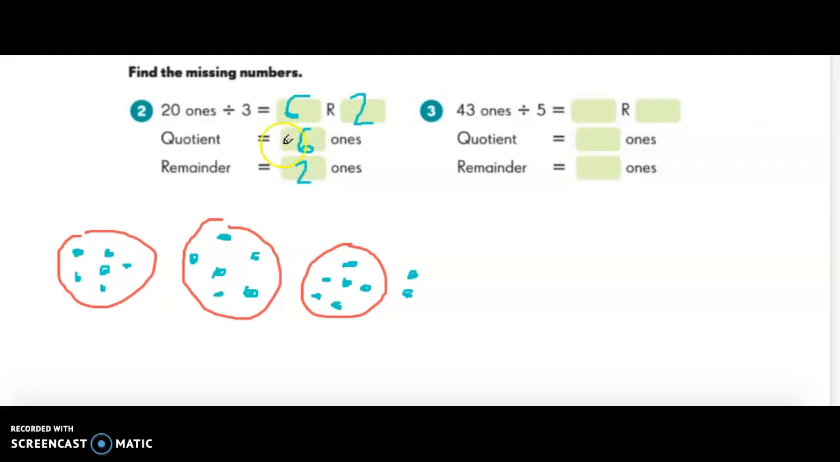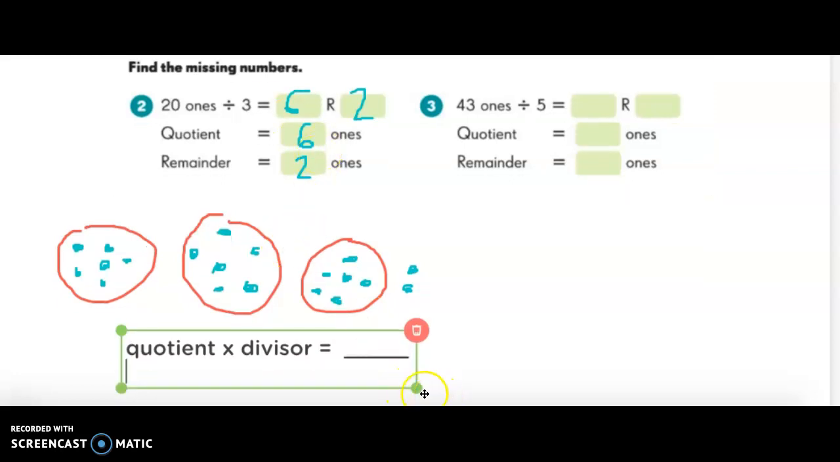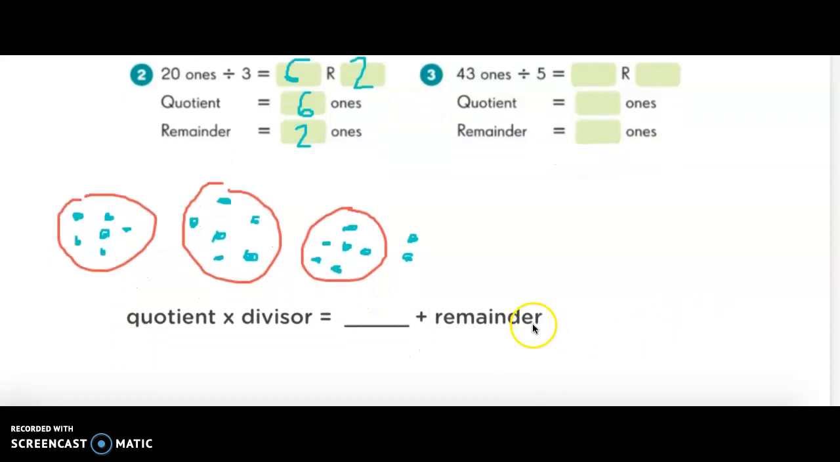Now, I'm going to show you a little something. So, if you do quotient times what you're dividing by, this 3, which is known as the divisor, which we will talk more about. So whatever you get to that, you get, and I'll plug this all in for you. Equals that plus remainder.